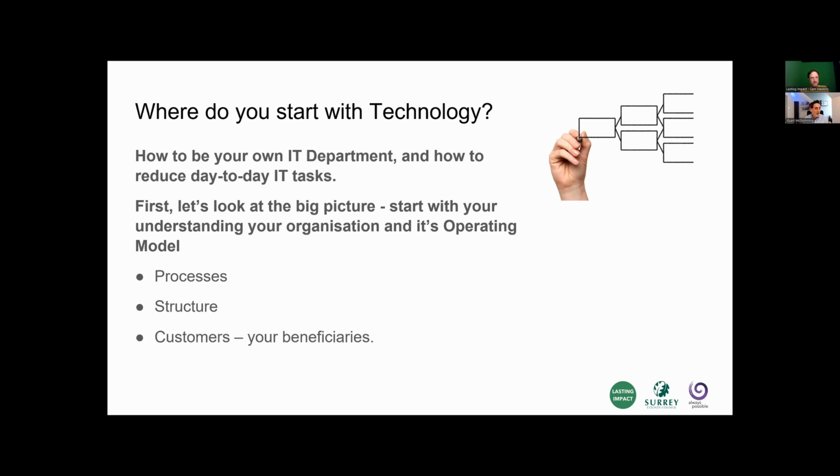First of all, I want to give you a bit of a confidence boost and tell you, don't be scared of technology because really it's about understanding how your organization works. And if you can get that right and you can understand that, then you can really make a lot of progress.